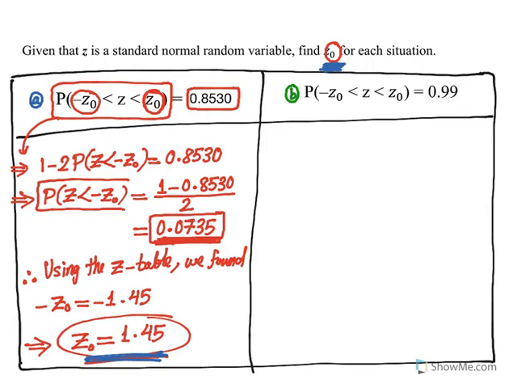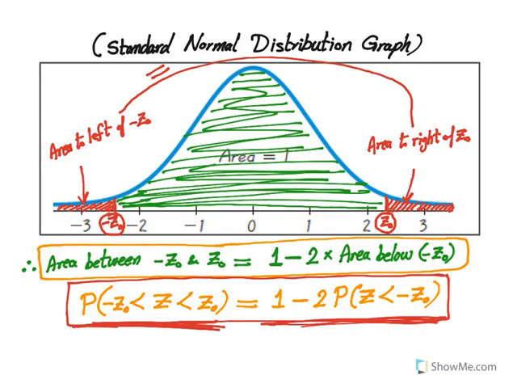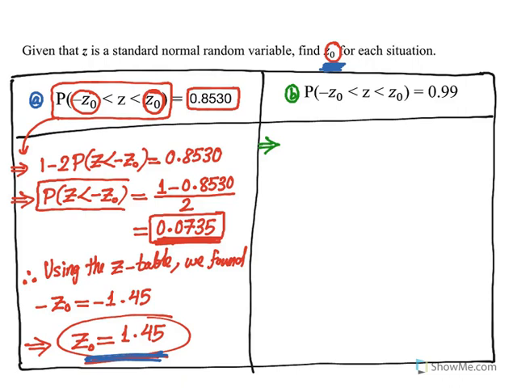Let's go to part B, and the same thing you will do here. Remember this formula here? This formula that the probability that Z is between negative Z0 and positive Z0 is 1 minus twice the probability that Z is less than negative Z0. So you would say this implies that 1 minus twice the probability that Z is less than negative Z0 is equal to, in this case it's given, 0.99.